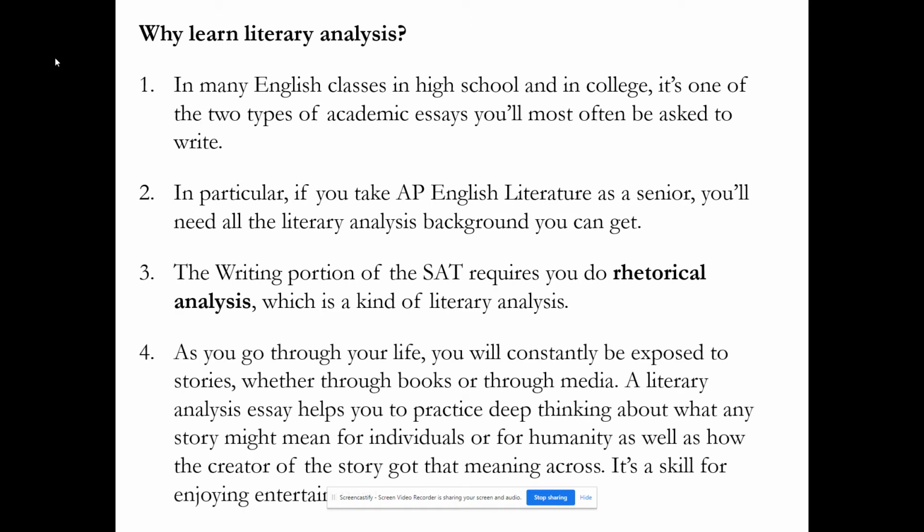And of course, there's this bigger question, like why does literature matter? Why do we need to know about literature? Why do we read literature? As you go through your life, you're constantly going to be exposed to stories. It could be through books, like actually novels. It could be through media. It could just be through other people telling you stories.